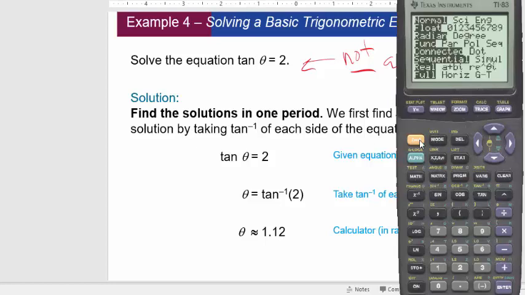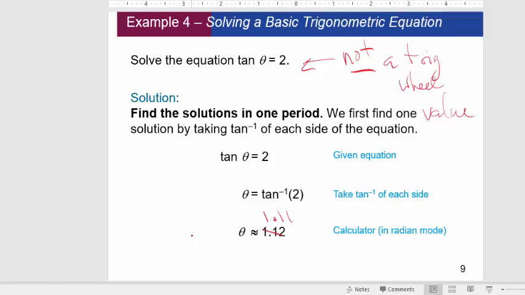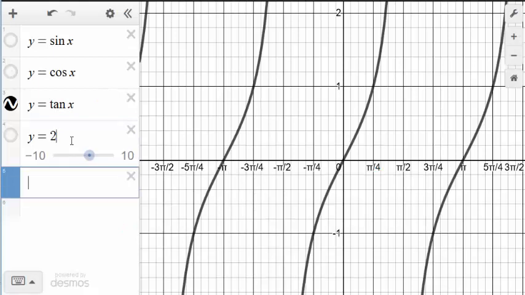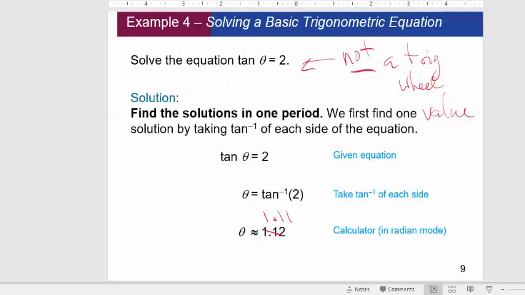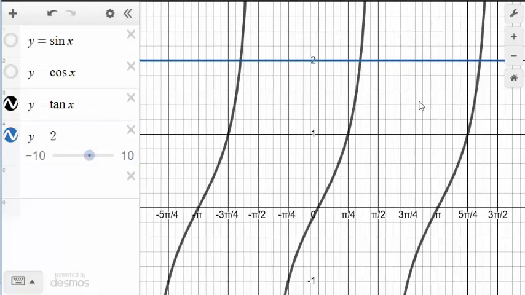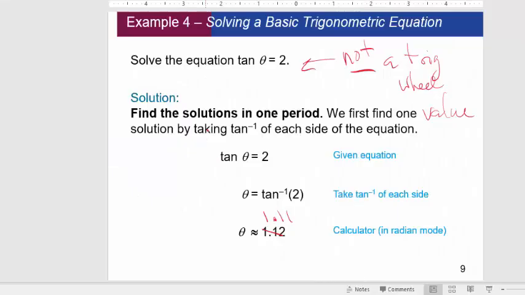Just make sure we're in the correct mode. Yes, we're in radian mode, so this is a glitch in the PowerPoint, right? It shouldn't be 1.12, it should actually be 1.11. But again, if you look at the picture, cross this with the graph of y equals 2, there it is, 1.11, which again, the calculator was correct. The PowerPoint was off. But then what's going to happen? That's going to repeat every pi units after that to the right, which is 4.249, and also every pi units to the left of that, which is negative 2.034. Okay, so our solution is not just 1.11, the full solution is going to be 1.11 plus pi k.